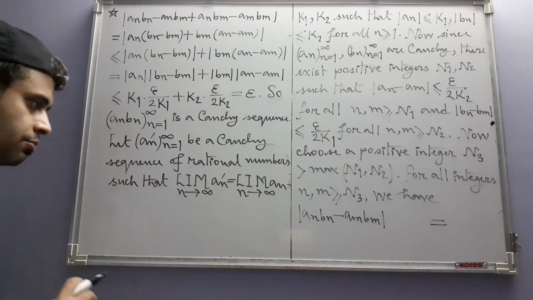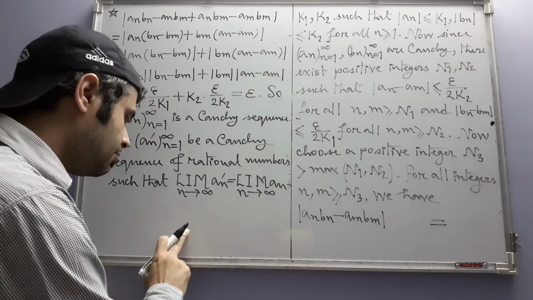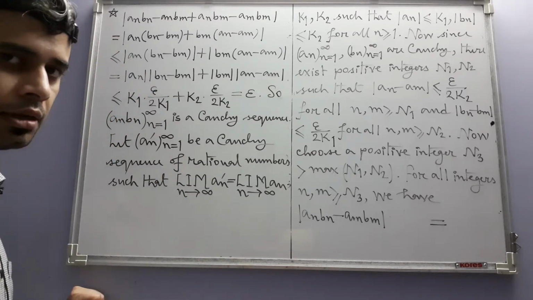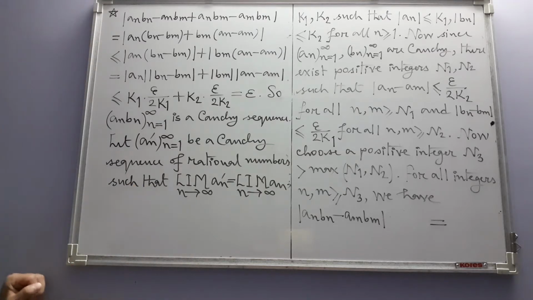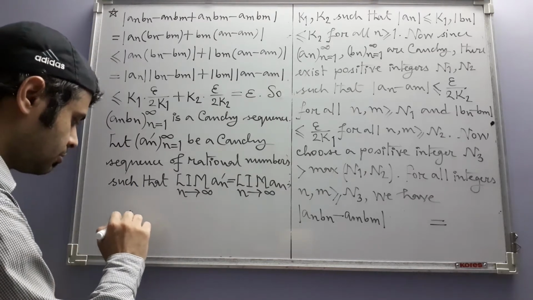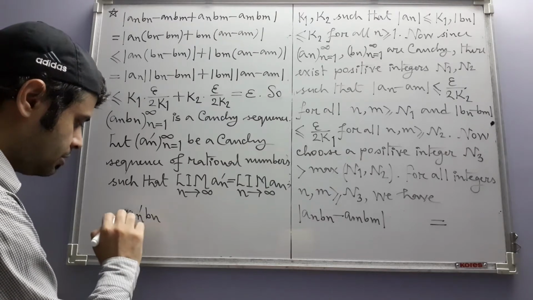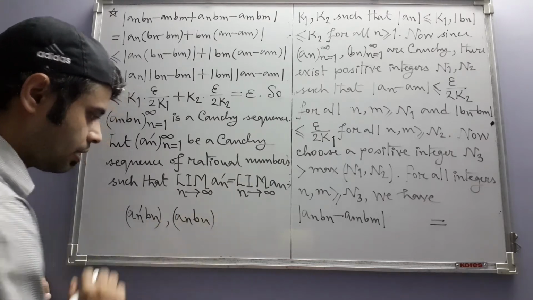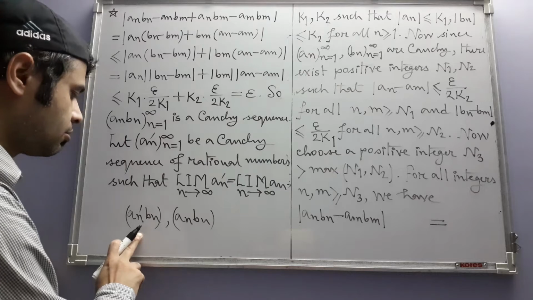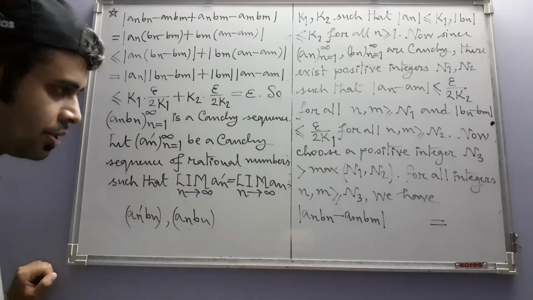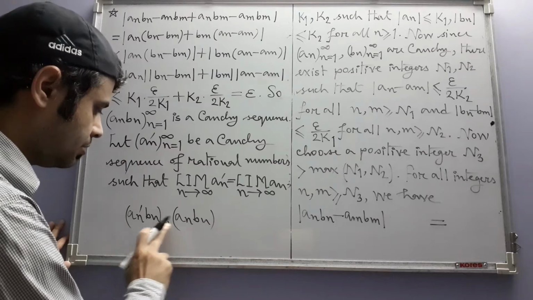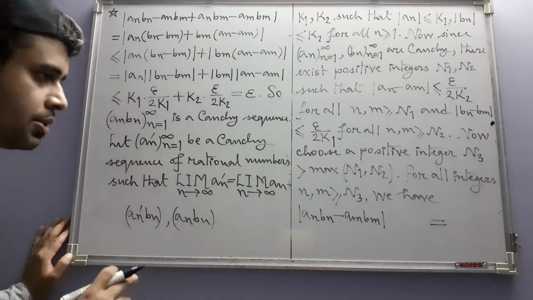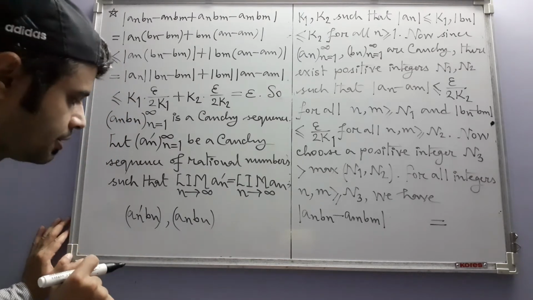And now we have to prove that the formal limits of an prime bn and of anbn are equal. That is, those two sequences are also equivalent. That is, we need to show that this sequence and this sequence are equivalent. That means we need to show that if any positive rational epsilon is given, then they are eventually epsilon close. That is, the distance between their nth terms is less than or equal to epsilon.